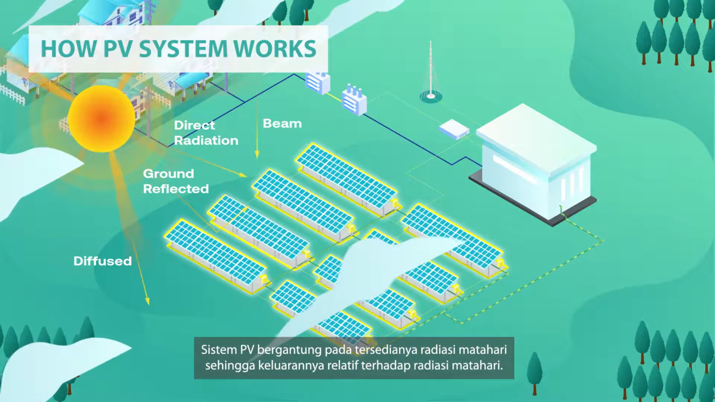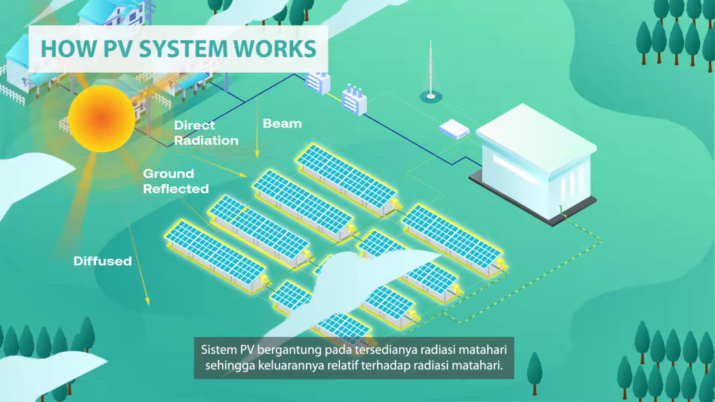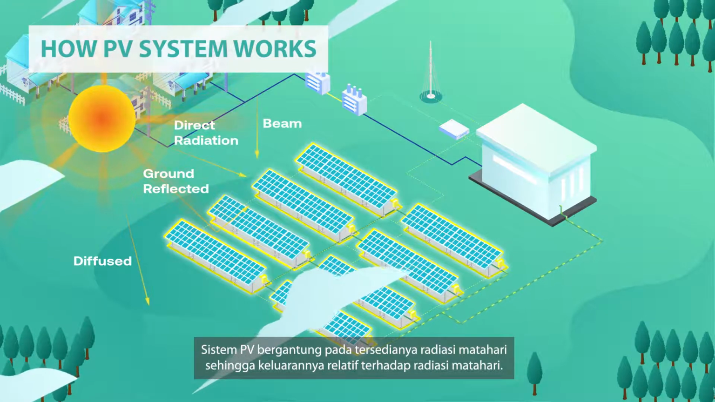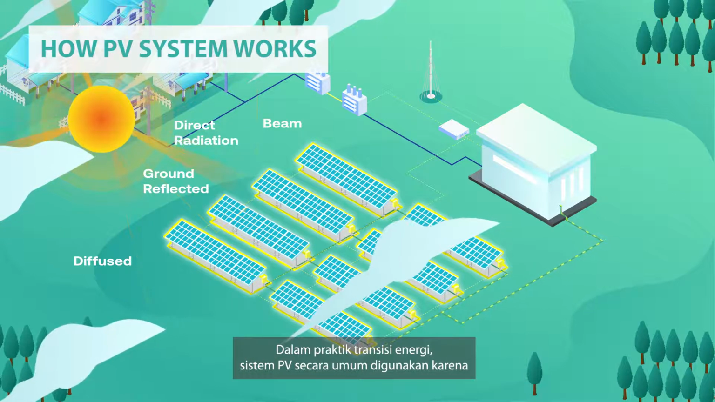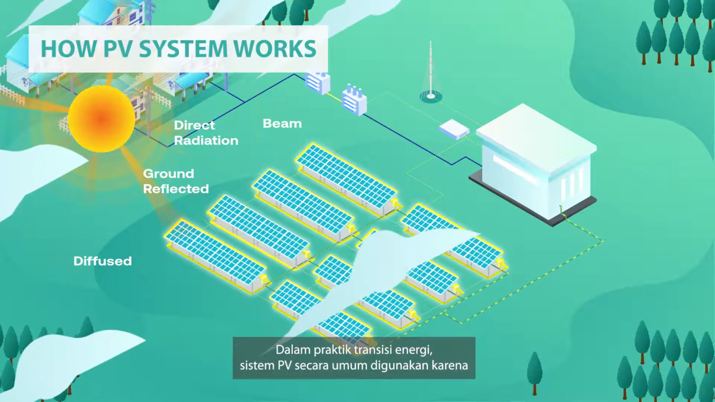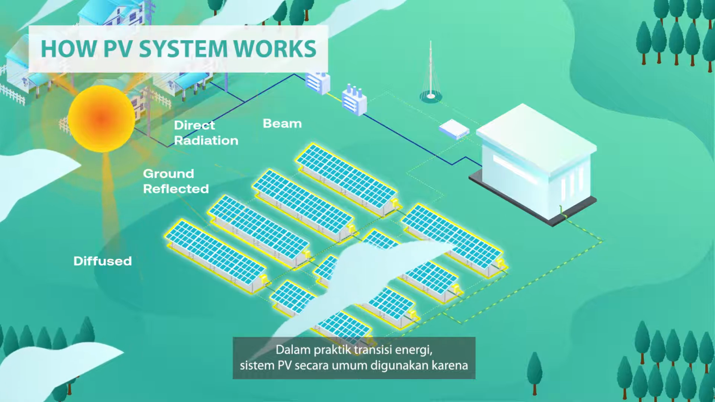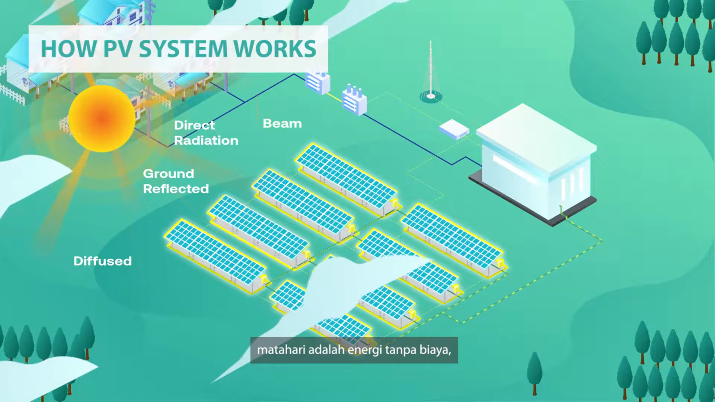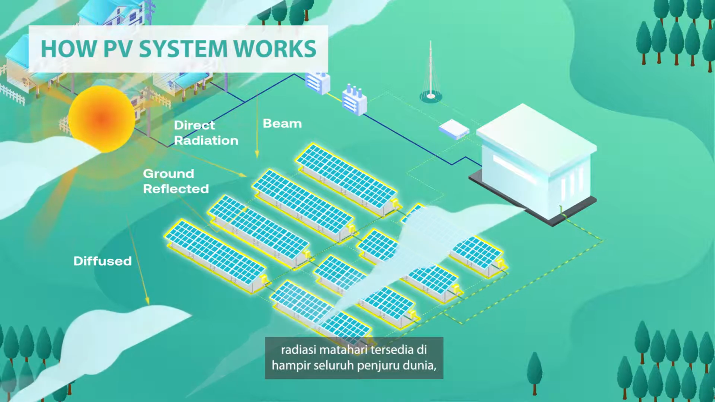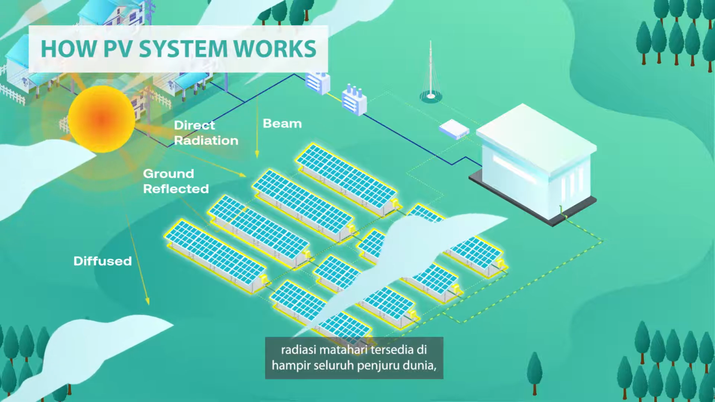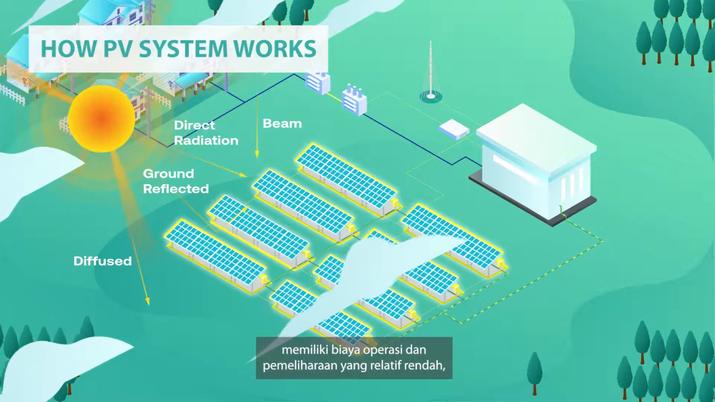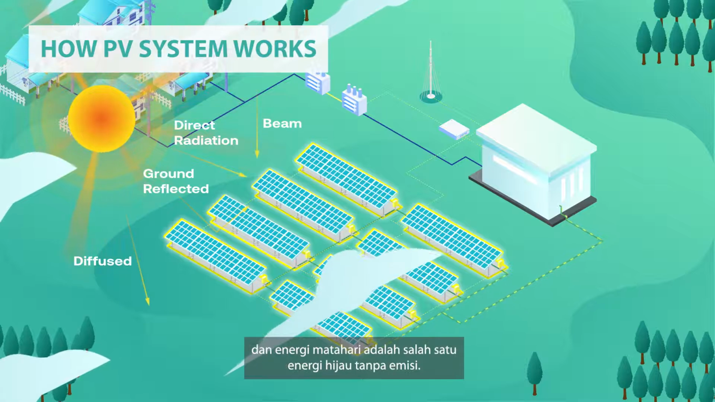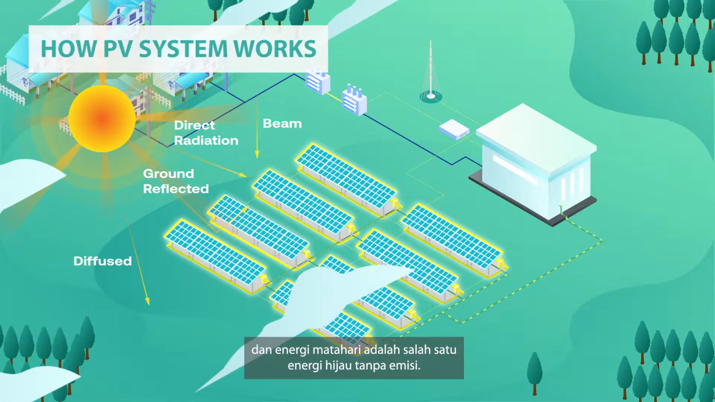A PV system depends on the availability of solar radiation, and its total output is proportional to solar radiation. In the current energy transition, PV systems are commonly used to generate electricity because solar is a free energy resource. Solar radiation is locally available almost everywhere in the world. The system has relatively low operation and maintenance cost, and solar energy is a form of green energy with zero emission.